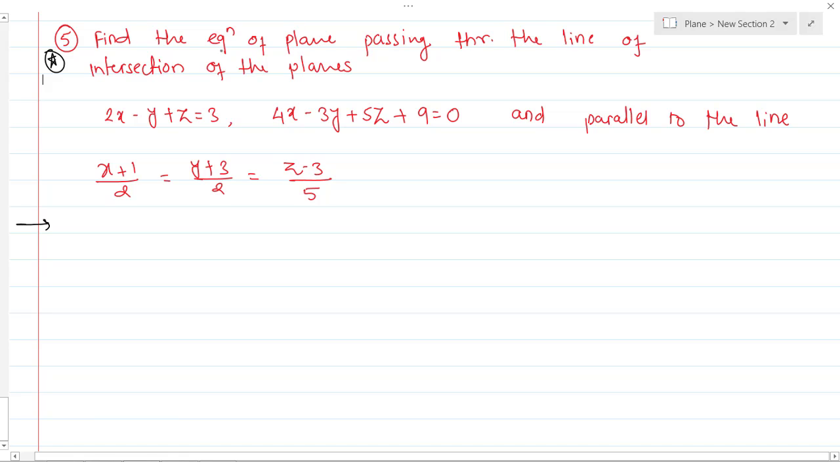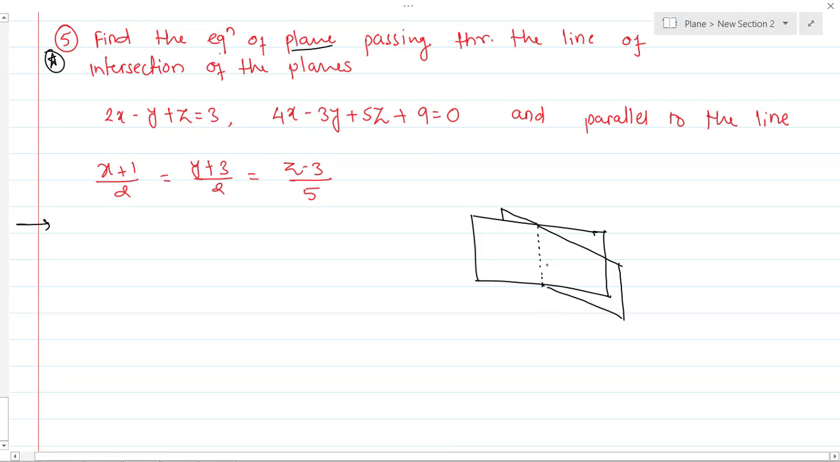Find the equation. We will find the equation of a plane. Passing through the intersection of the planes. Suppose this is the plane we have, and suppose there is another plane. It will be something like this. So this is like this. Perfect. So this is what we have, the intersection of these two planes. It will not come from here, it will be from this point.